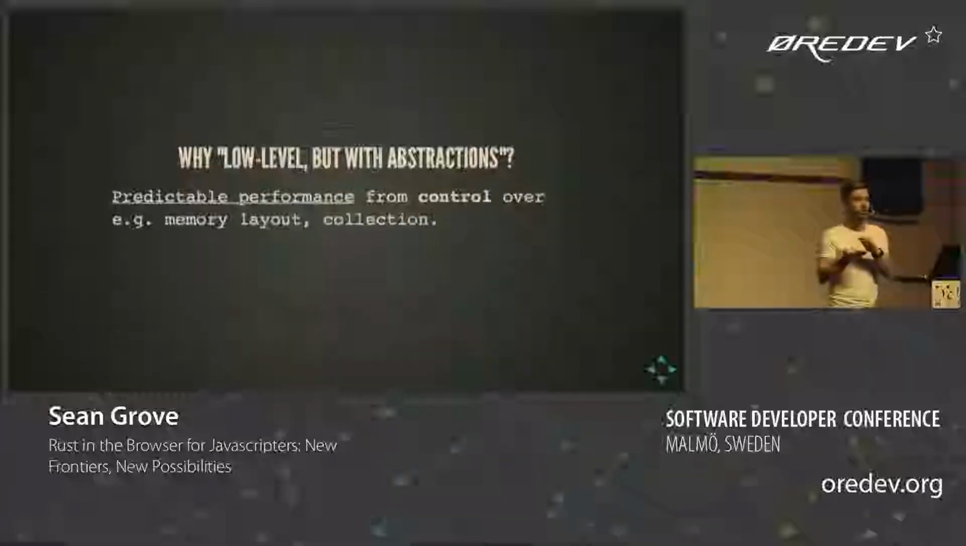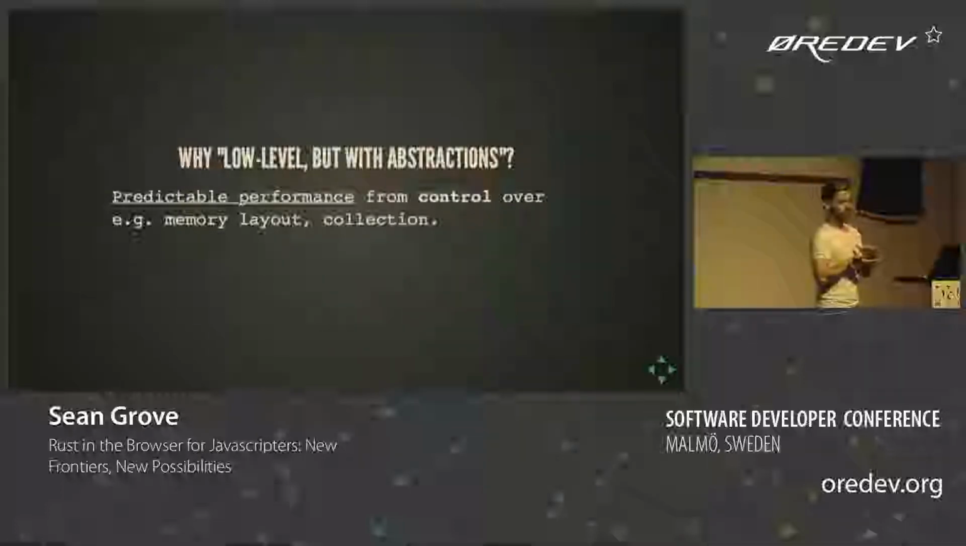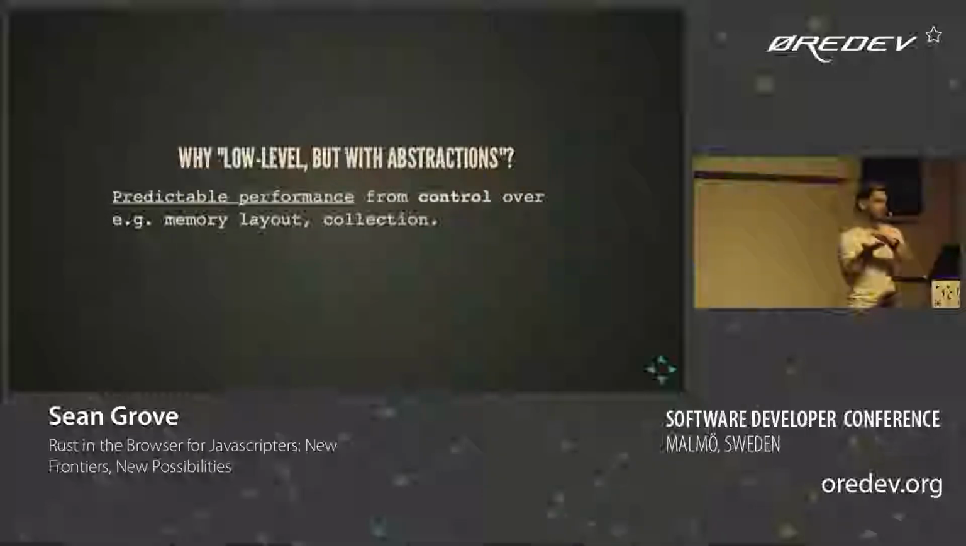However, while you are working with those low-level primitives, it can be very, very verbose, very unpleasant. So really, we do want to still have those abstractions that we've come to love in languages like JavaScript. So Rust's ambition here is to give you the ability to layer on those abstractions without incurring the additional cost that you traditionally have.